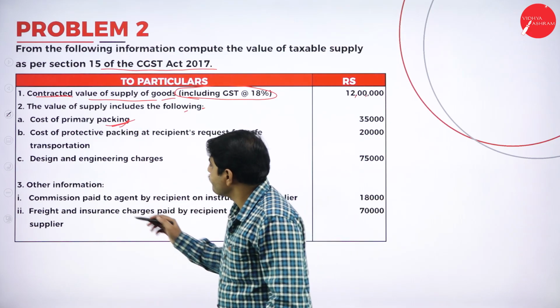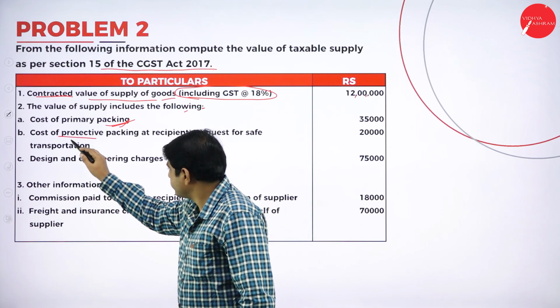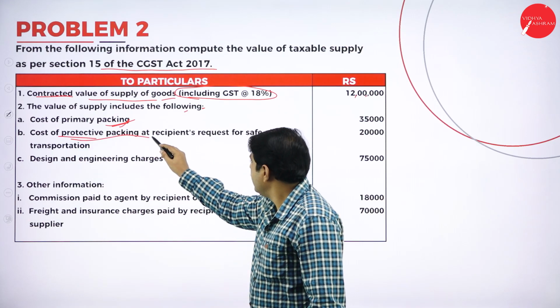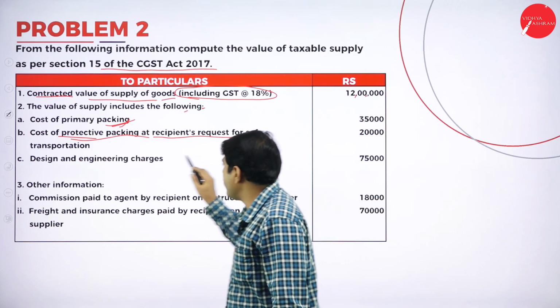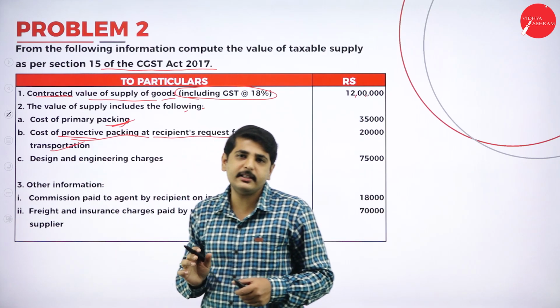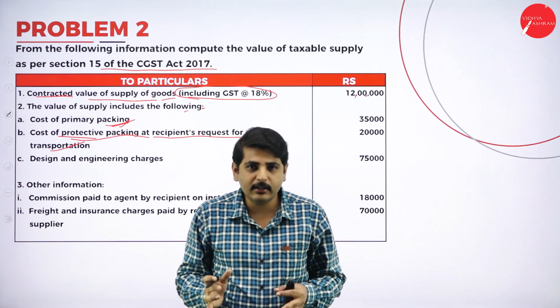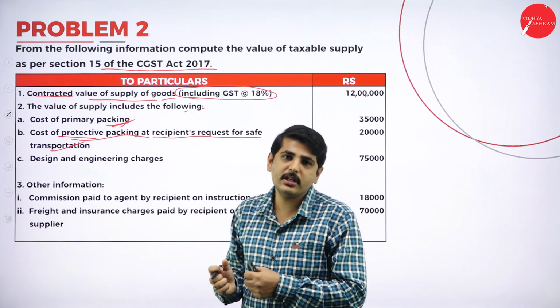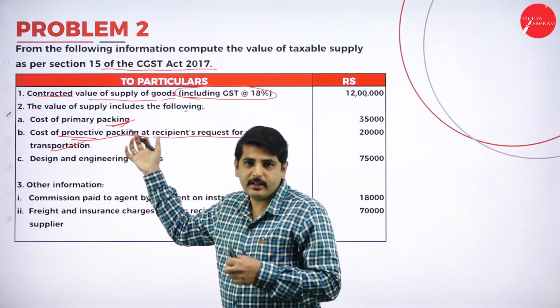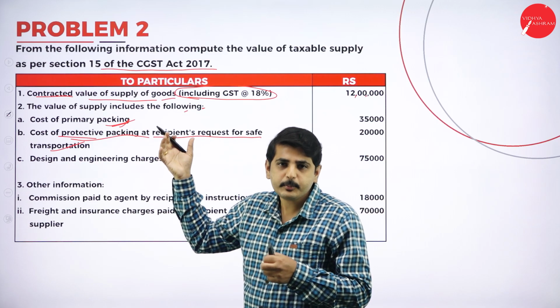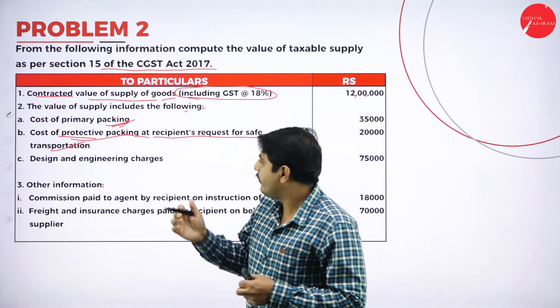And next point, cost of protective packaging at the recipient's request for safe transaction. What do you mean by that? See, the recipient or the customer of the goods will give information about the other packaging. What do you mean by that?